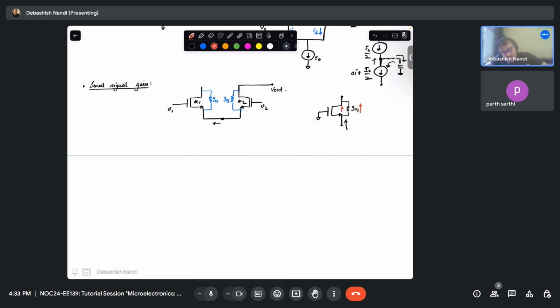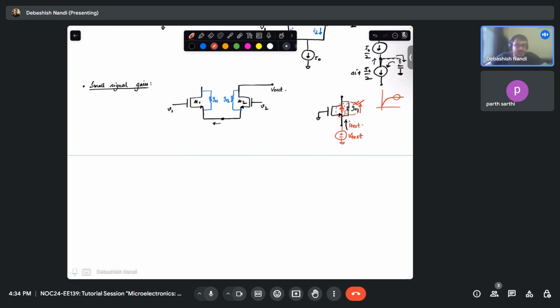Yes, sir. So if you connect your V test, this current I test will flow through this path and this path. Which resistance is higher, the output resistance or 1 over GM? This is a very high value, right? Because you see your curve is almost flat at this point, almost like an open circuit. So most of the current will flow through this path only.